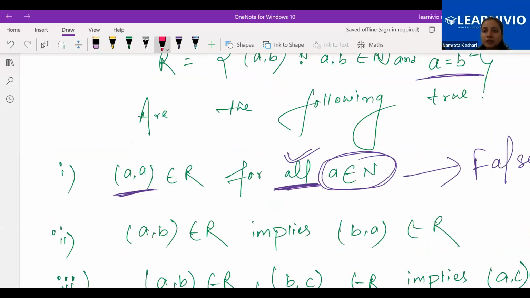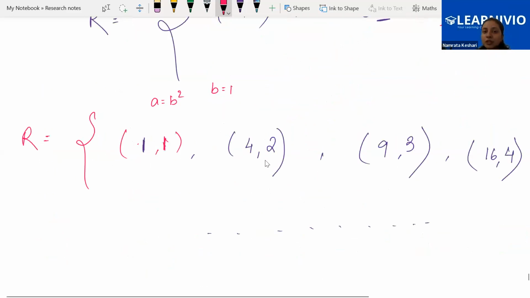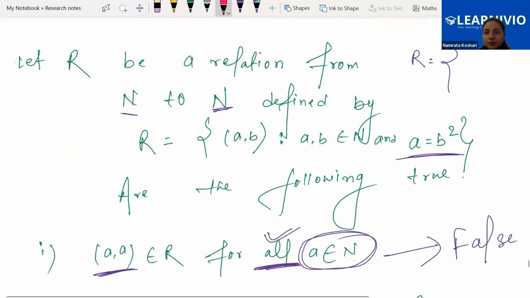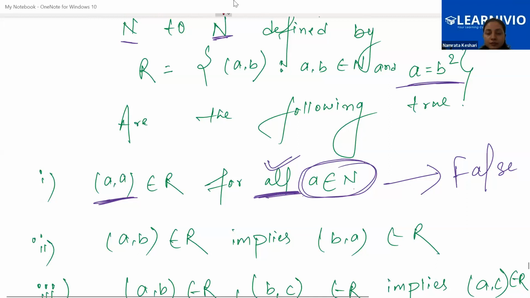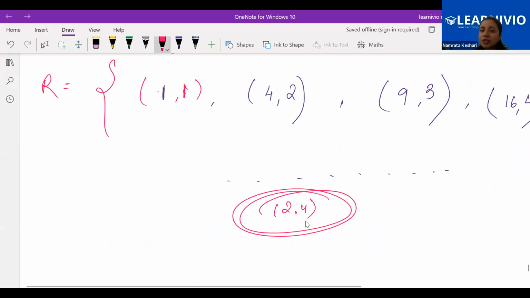Let's do the next one. AB belongs to R implies that BA also belongs to R. That means if we have 4, 2, then 2, 4 will also be there. Will 2, 4 be there in our relation? If 4, 2 is there, then is the reverse also there, yes or no?